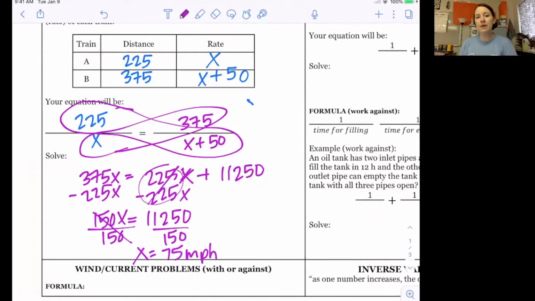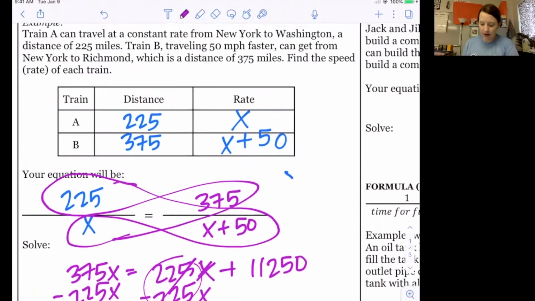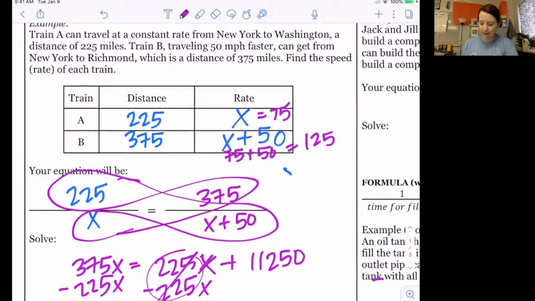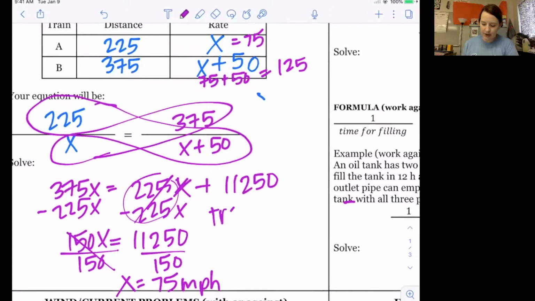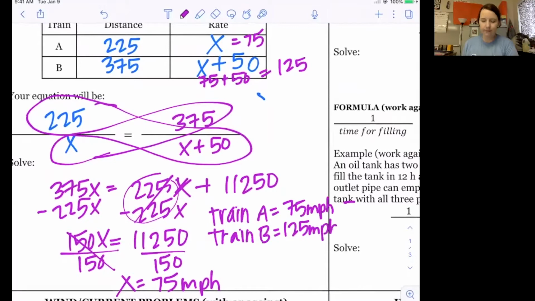Okay, so it's really important that we can decipher what x stands for. So up here, my x is 75. So I know that the rate of train A is 75. Train B is 75 plus 50. So the rate of train B is 125. So we can say train A is 75 miles per hour. Train B is 125 miles per hour.